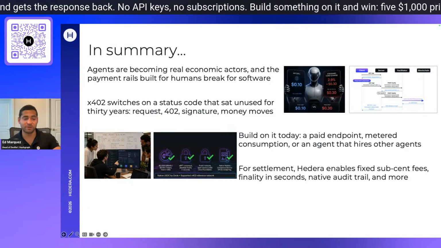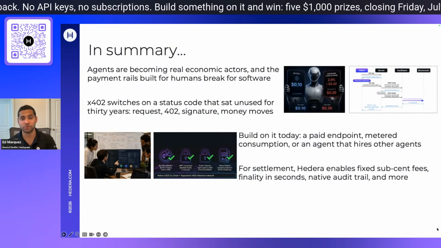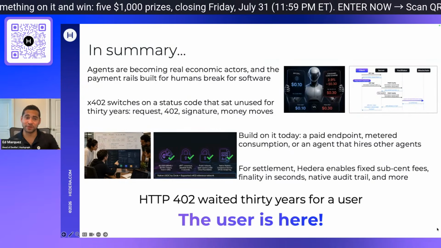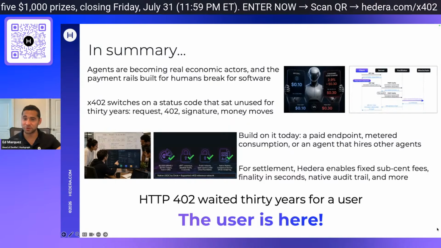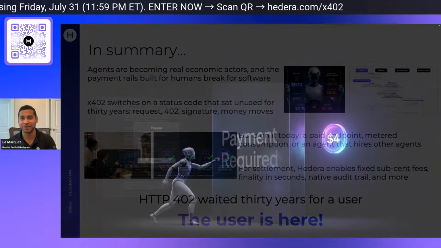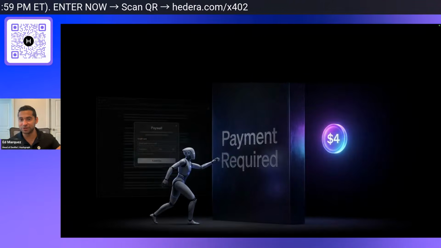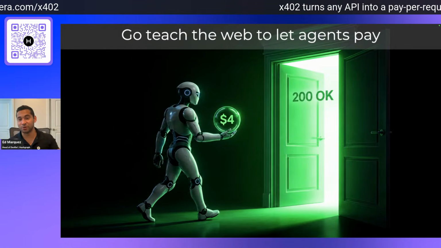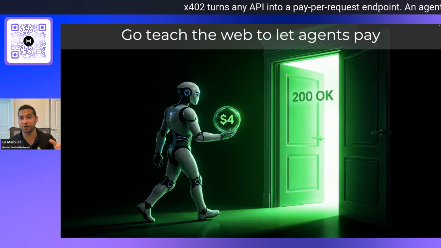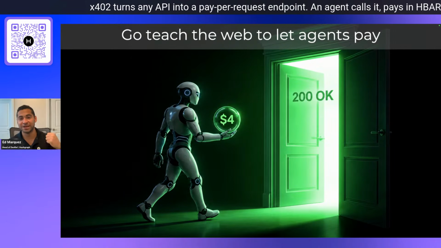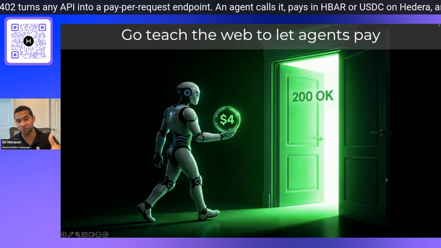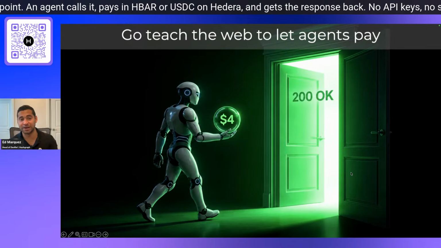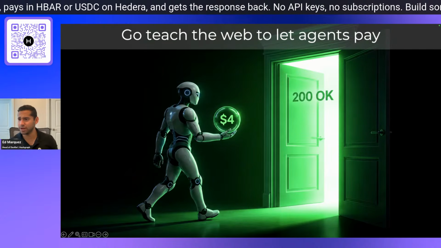And we also saw all the benefits and how Hedera is a great match for x402 and agentic payments on the network. So HTTP 402 waited 30 years for a user, and that user has finally arrived, right? If you remember that agent that was stuck at the very start, now it's not stuck anymore. When it hits the paywall, gets a 402, it simply pays. It's $4 or whatever, or a micropayment, and it gets back to work. So that door that was closed for 30 years is finally open, and we can let the web enable agents to pay. So that's what I have here.